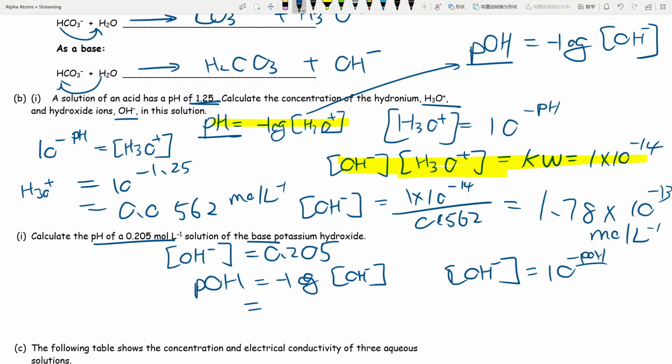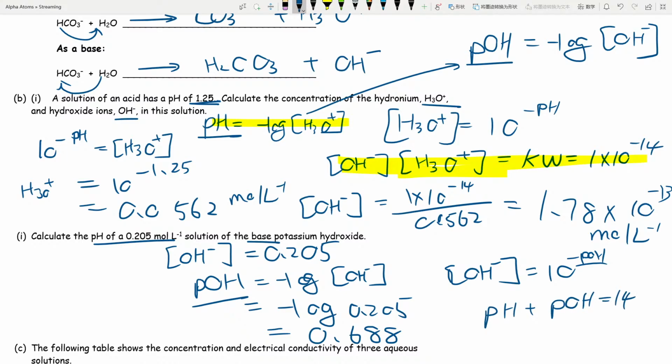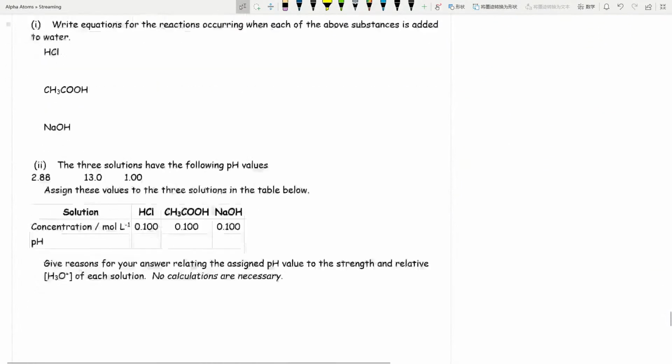So I can do negative log 0.205, and that will give me the pOH. If you've never seen this method before, don't panic. Don't be like, my chemistry teacher never taught me this. It will give you 0.688. This is the pOH. The pH and pOH add up to 14, because of KW, which is 1 times 10 to the power negative 14. So 14 minus 0.688 gives you 13.3, which is the pH. There you go. Much easier because it takes fewer calculation steps. The more numbers you put in your calculator, the more likely you're going to make a mistake.